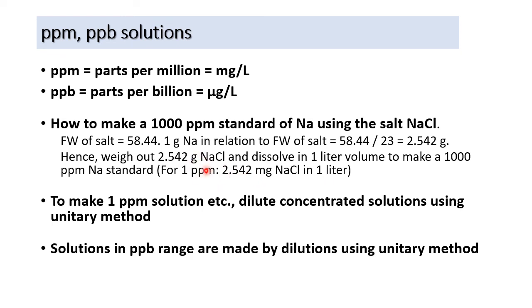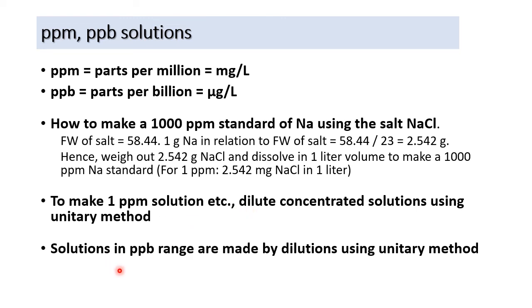Because here you have dissolved 2.542 grams of sodium chloride, it is 1000 ppm of the sodium. And here, because of this milligram, it is 1 ppm. Similarly, if you want to make this 1 ppm solution, it's better to make a concentrated one and then dilute it by using the simple unitary method.